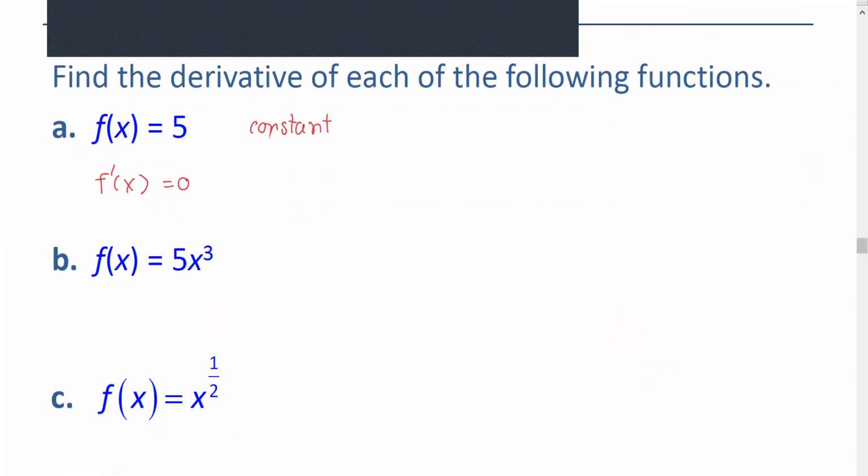Part B, f of x equals 5 times x to the power 3. This is the constant 5 multiplied by x to the power 3. The f prime is found by using the general power rule. 5 as the coefficient multiplied by the derivative of x to the third. The power r is 3, so 3 times x to the power r minus 1. Simplify to be 5 times 3 times x to the second, or 15x to the second, as the derivative of this function f of x equals 5x to the third.